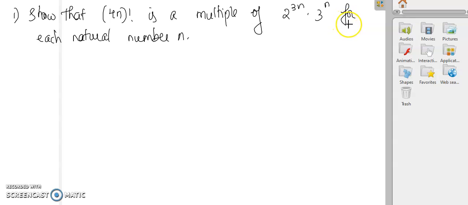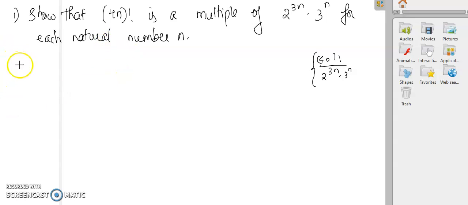So we need to show that 4n factorial is a multiple of 2 raised to 3n into 3 raised to n for each natural number. If we can show that 4n factorial by 2 raised to 3n into 3 raised to n is an integer, or a whole number, then we can say that 4n factorial is a multiple of 2 raised to 3n into 3 raised to n. We'll show that this is a whole number. Okay, so that will give the proof.